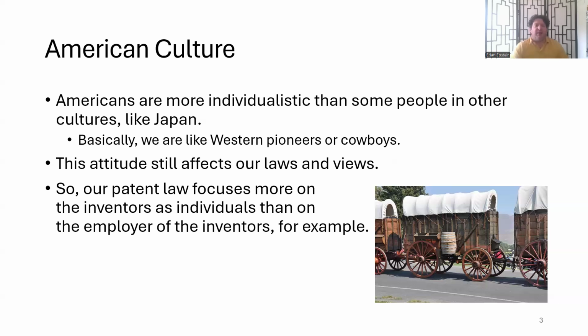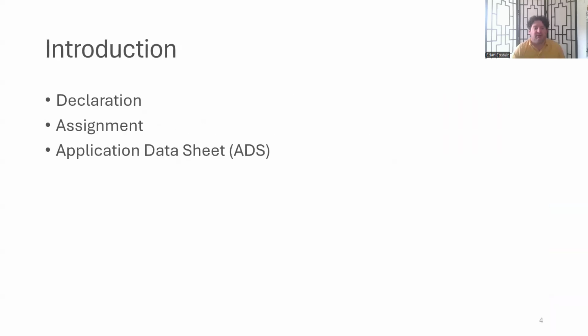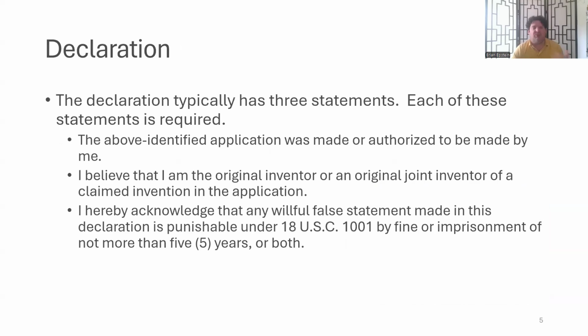And so, for example, our patent law focuses more on the inventors as individuals than on the employer of the inventors, for example. And that's of course why I'm telling you this. You'll see many differences today. So again, these are the three types of forms we're discussing, not substantively on the ADS. It's just kind of a high level view based on the question that led to this seminar.